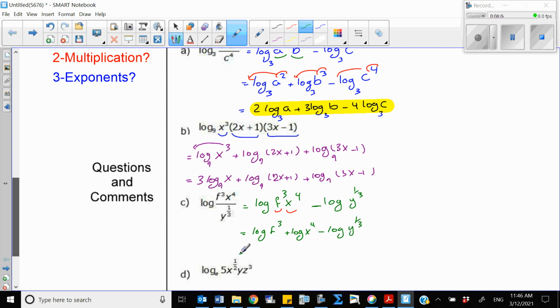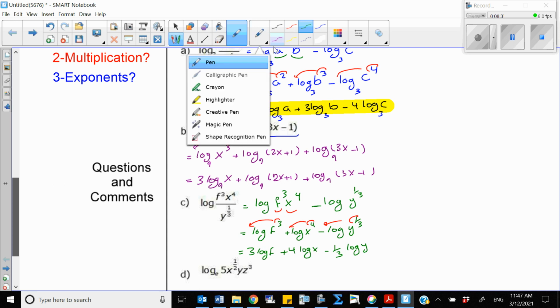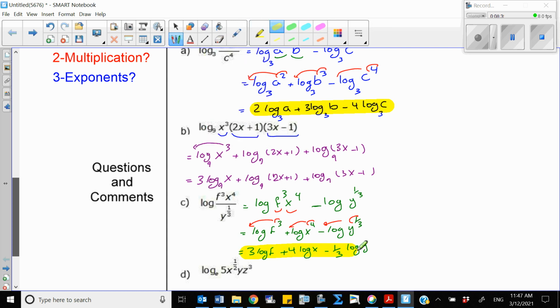Okay. Next, do I have any exponents? Yes, on all of these terms, I have exponents. So I can move the exponents to the front. Okay, so it will be 3 log of f plus 4 log of x minus 1 over 3 times log of y. And that's my final answer. And this was for the previous one.